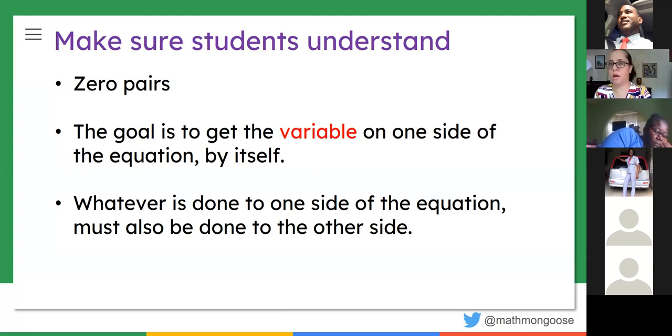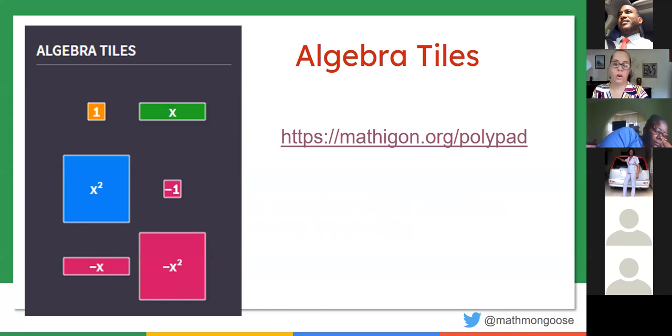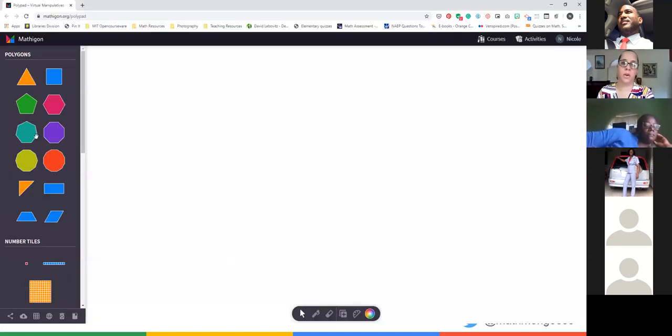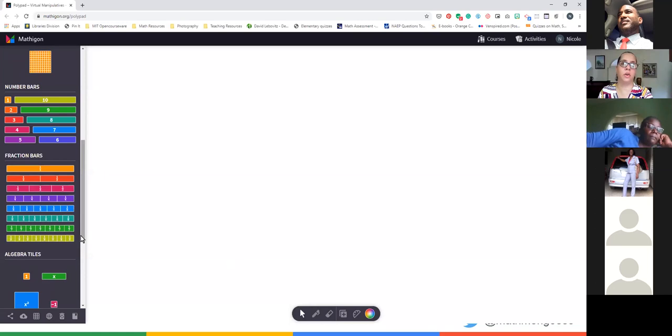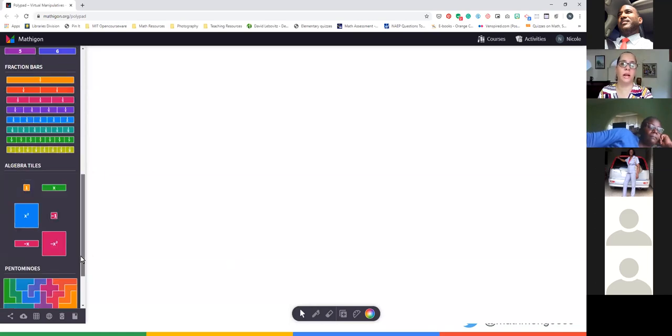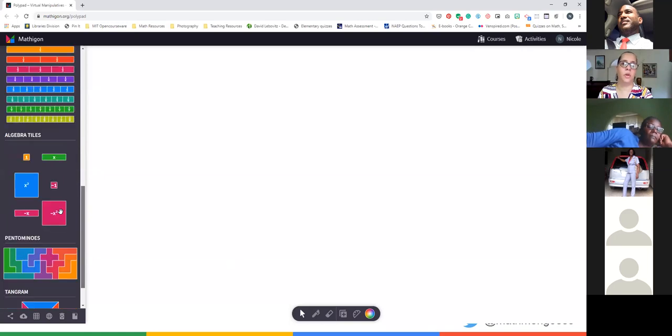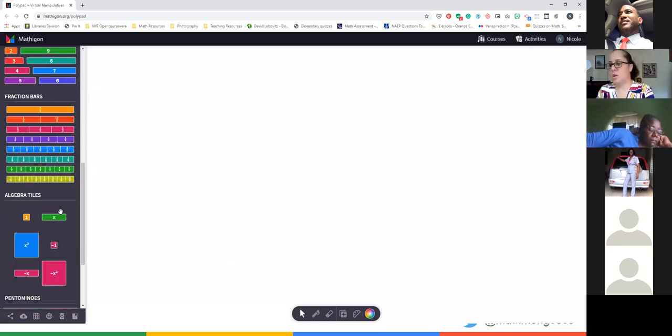All right. So here is a website that has lovely algebra tiles, so you can click on them. Davion, could you put it in the chat for those who want to use it right away? Okay, so if you look, Mathigon, this is their Polypad, and they have a lot of virtual tools here. They have geometry, number bars, fraction bars, algebra tiles. They have quite a bit. But what we're going to be looking at today is algebra tiles.